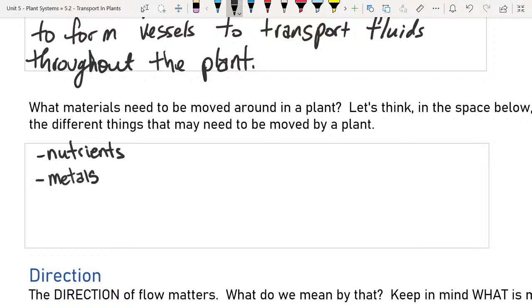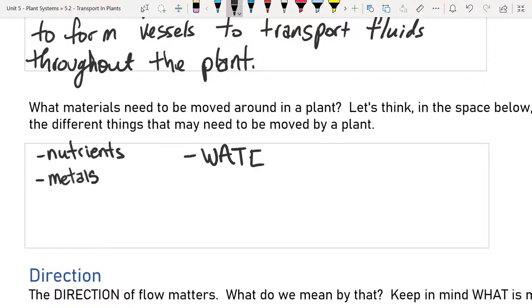What else do we think? I like those. What else? Come on. Water. Water, definitely. So specifically, plants move water. In fact, plants move a lot of water. So I like that. Water is going to be one of the big ones. I'm going to write it real big.